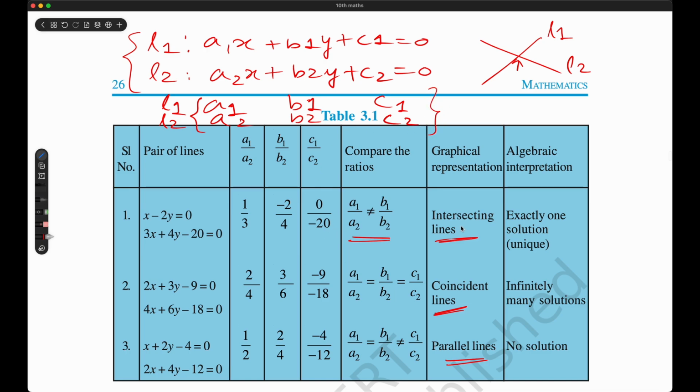If the lines are coincident, that is overlapping lines, then the coefficients will be of the form a1 upon a2 equals b1 upon b2 equals c1 upon c2. And if the lines are parallel lines, that is never intersecting lines, they are of the form a1 upon a2 equals b1 upon b2 not equal to c1 upon c2.